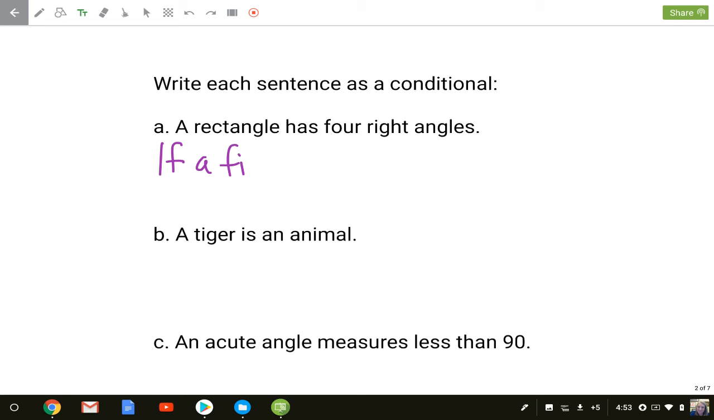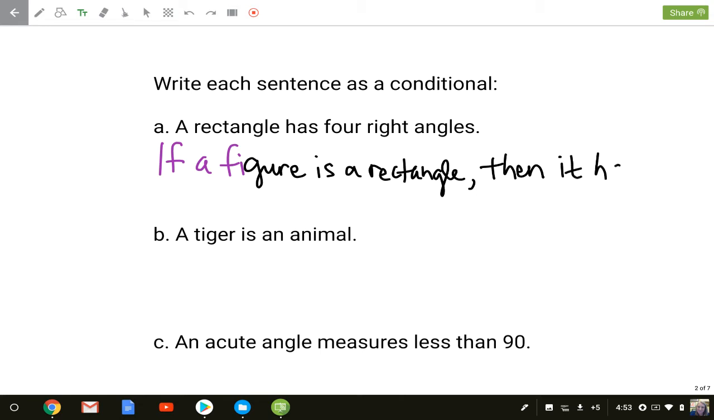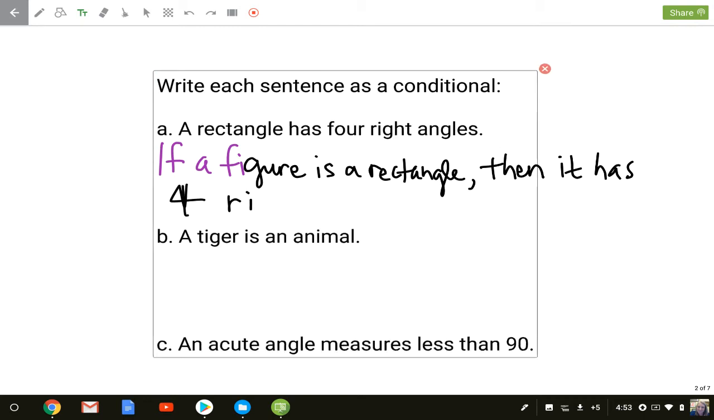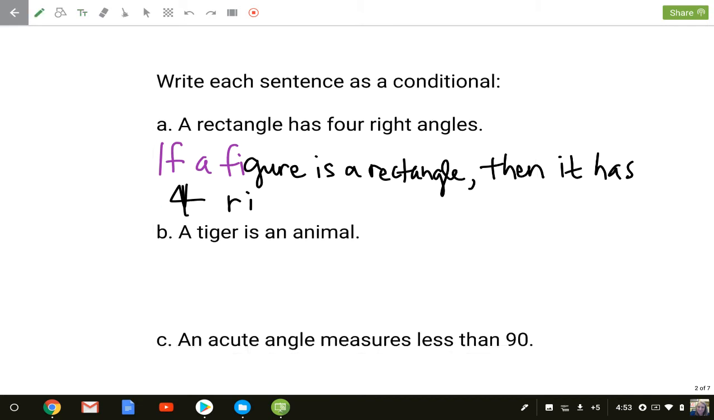Sorry. Clearly I'm still learning this. Okay, that's the first part. Then, I'm going to put the last part of that sentence in as the conclusion: then it has 4 right angles. It's changing colors as we write.